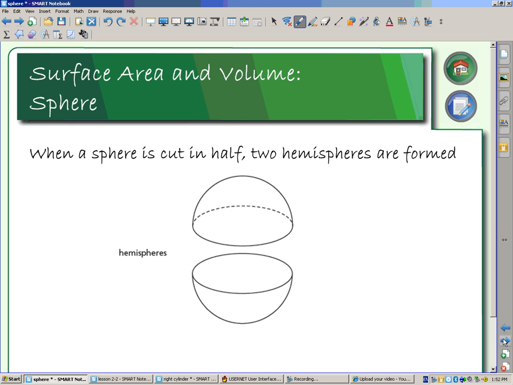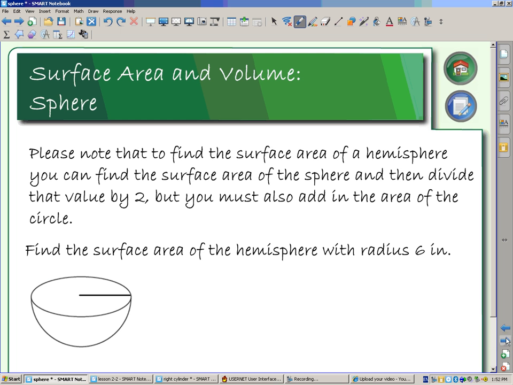Now when a sphere is cut in half, two hemispheres are formed. So if I wanted to find that surface area, it seems like I can just divide it by 2. However, I can divide the surface area by 2, but I must also add in the area of the circle that's formed. If I'm doing just the surface area, it would just be this outer part. But now I have to worry about that part as well, right?